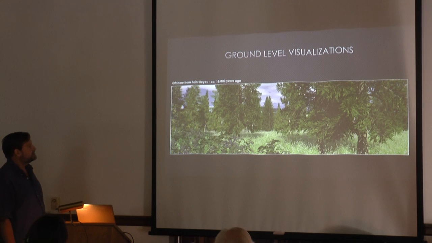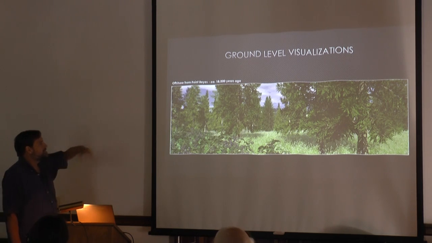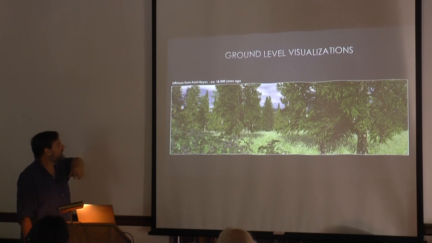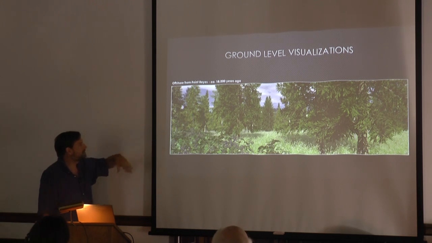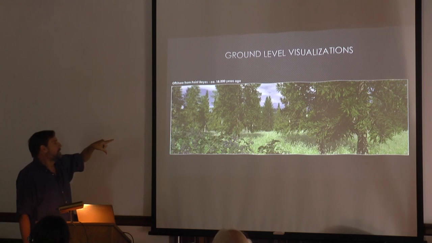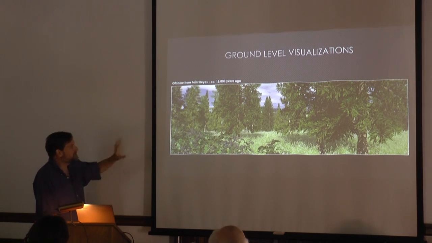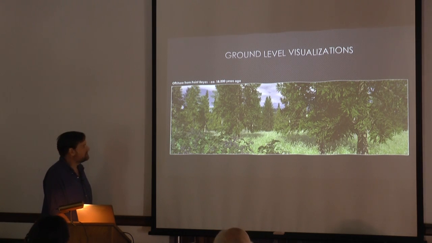So for the ground level visualizations, I set a camera offshore looking toward Point Reyes, the cliff face where the lighthouse is. And set this one at 18,000 years ago. And so you have things like blackberry in the foreground. You have a variety of Douglas fir and Sitka spruce and other trees that were in this area at the time with the right grasses and everything. So there's about 10 or 12 different plant species scattered around in this environment.